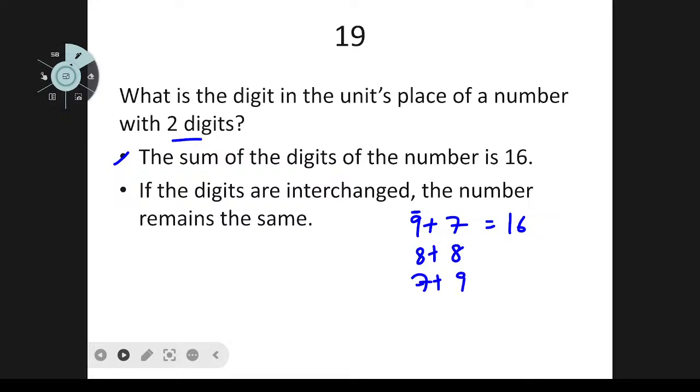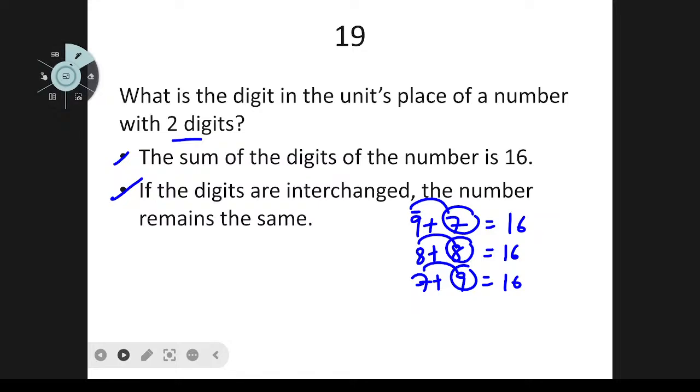Okay, anything else not possible? Correct. So this is 16, but here I don't know whether the number is 97, 88 or 79 by using the first statement. So the unit digit here can be 7 also, can be 8 also, can be 9 also. I don't know by using the first. Okay. What about the second one?